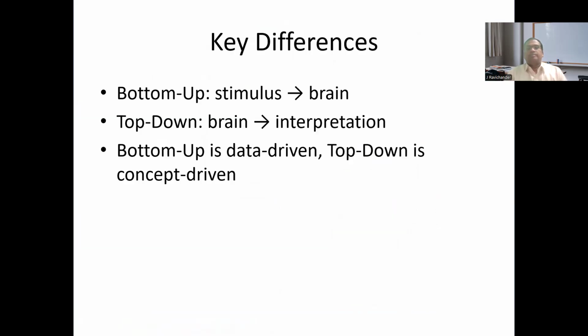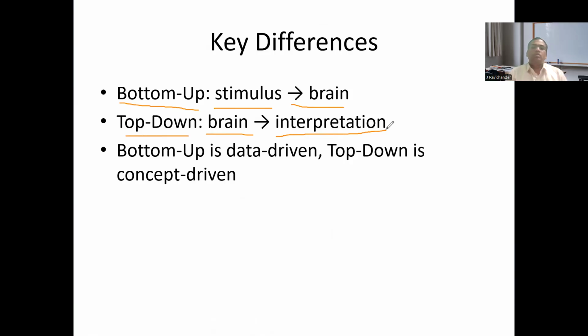Key differences. What are the key differences between top-down processing as well as bottom-up processing? In bottom-up processing, first comes the stimulus, then your brain recognizes it. In top-down processing, first your brain works, then the input is interpreted. So this is the key difference between bottom-up processing as well as top-down processing.